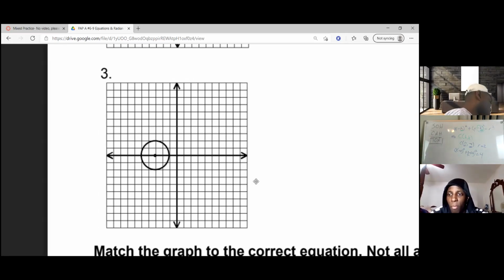Mm-hmm. Let me switch colors on the marker right quick. Give me 1 second.